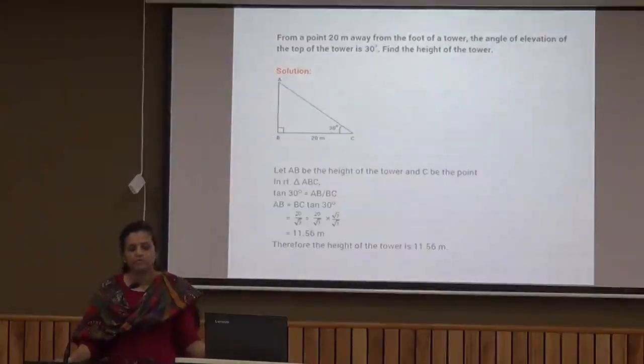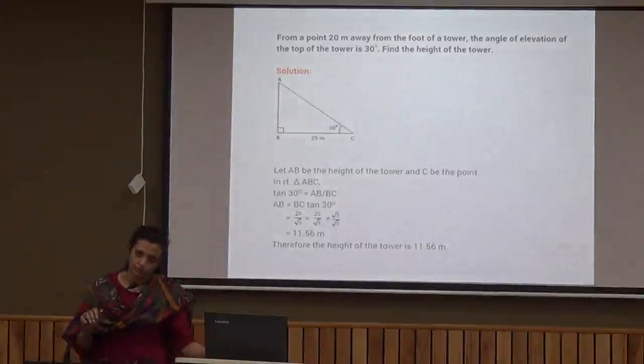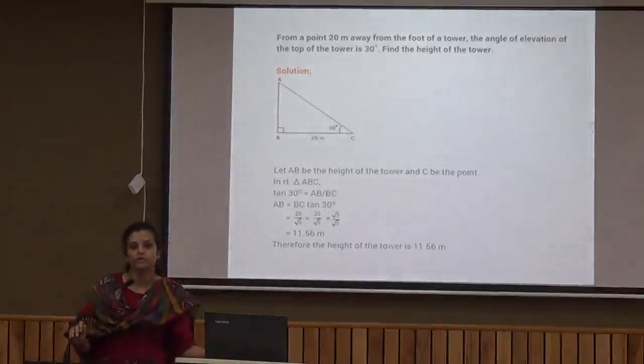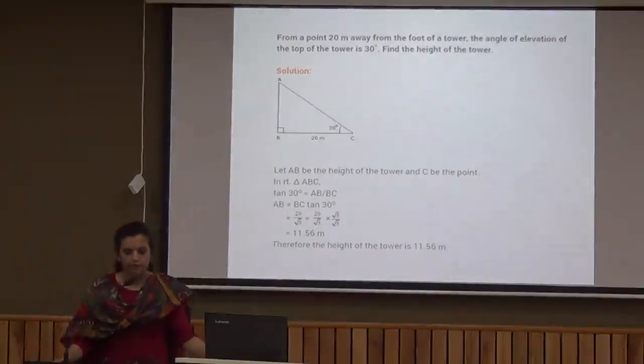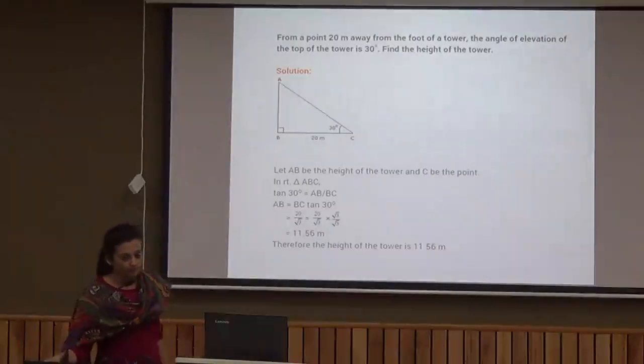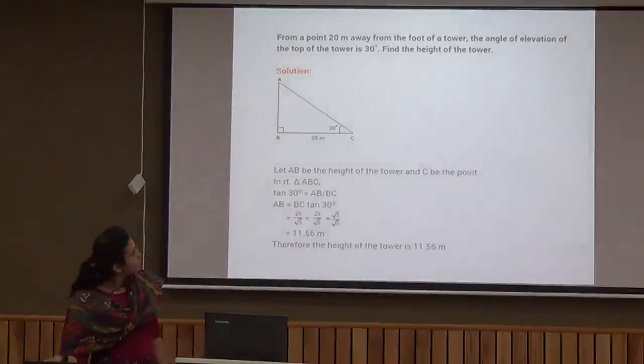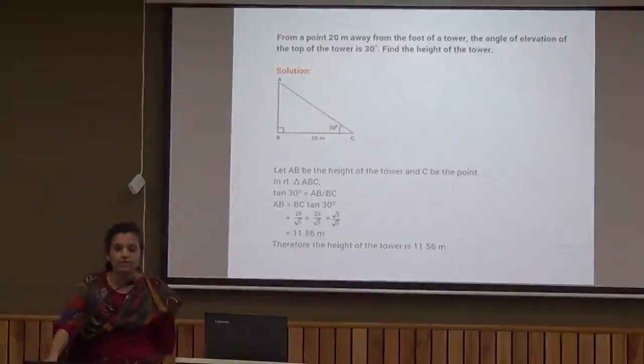Now let's quickly move on to some questions that you can expect in exams or that are directly related to your content. Now look at the situation. From a point 20 meters away from the foot of a tower, the angle of elevation of the top of the tower is 30. Find the height of the tower. Now look at the figure. If we say that AB is the tower, C is the point which is 20 meters away from the foot of the tower, and the angle of elevation is 30. We need to find the height of the tower, that is AB.